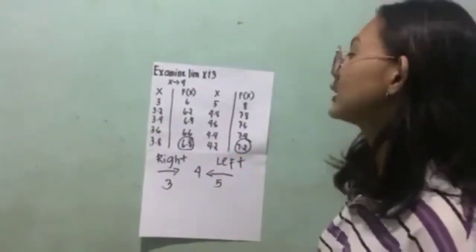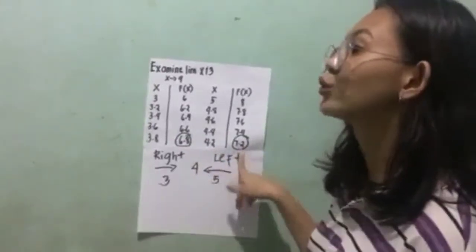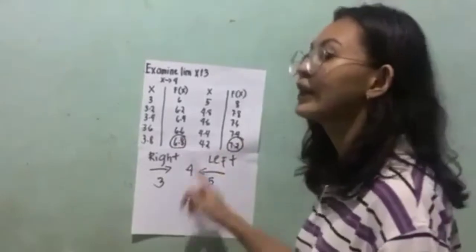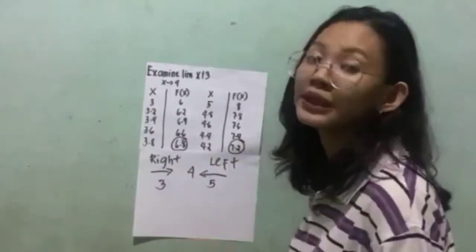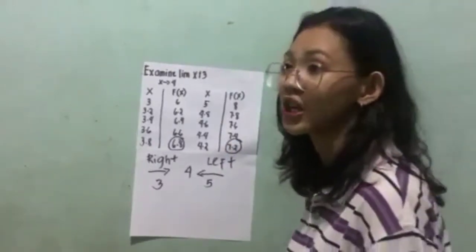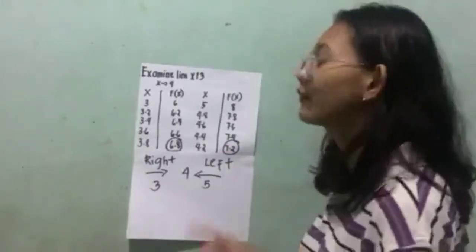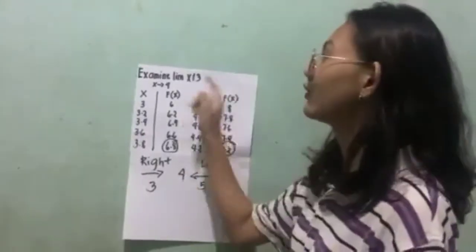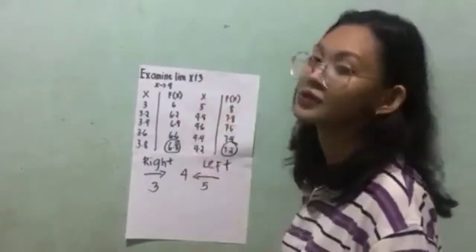Ang gagawin lang natin dyan, kukuhanin natin yung pinakadulong value. Yun yung 6.8 saka 7.2. 6.8, pag inestimate natin siya, is equals to 7. Yung 7.2 naman, pag inestimate natin siya, is equals to 7. Kaya ang magiging final answer natin is 7. So, therefore, the limit of x plus 3 where x approaches to 4 is equals to 7.